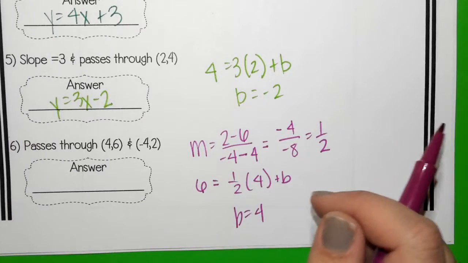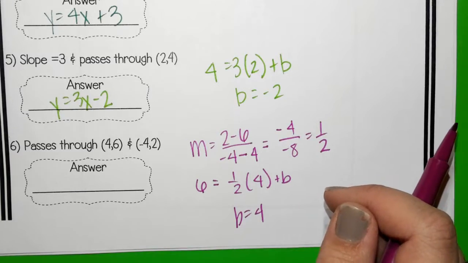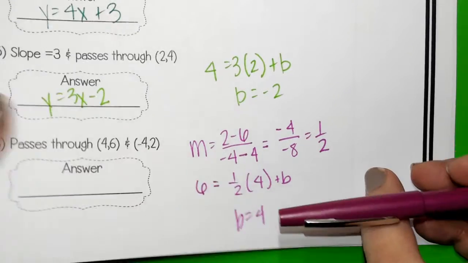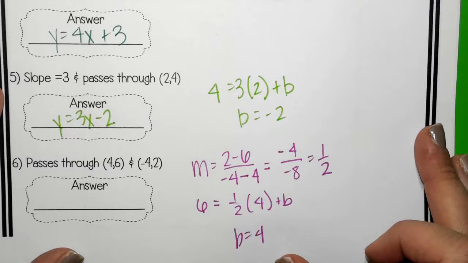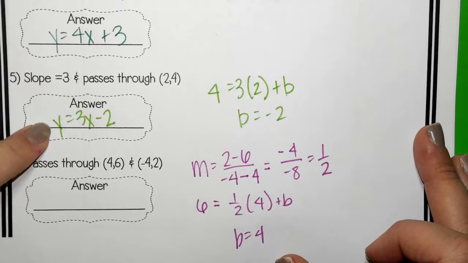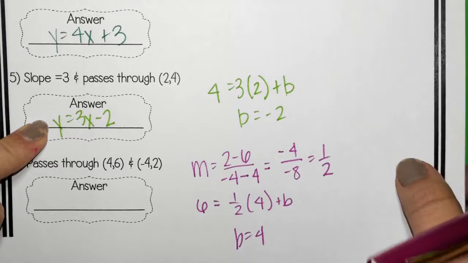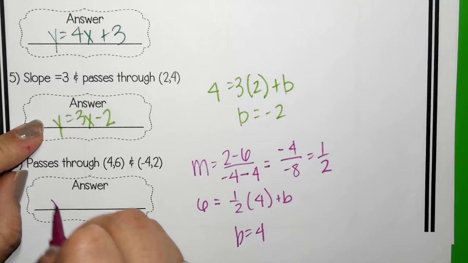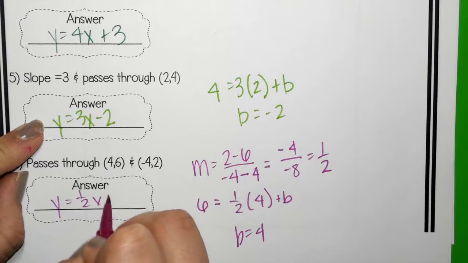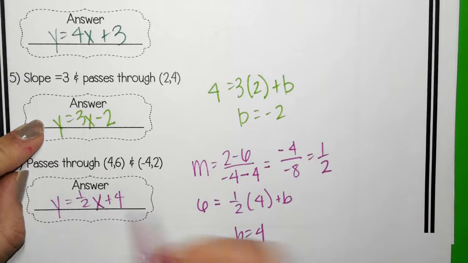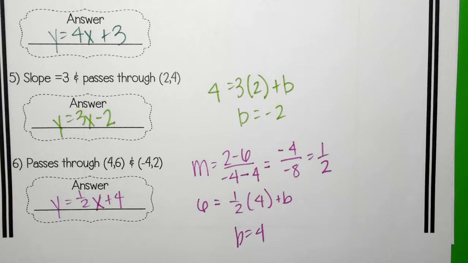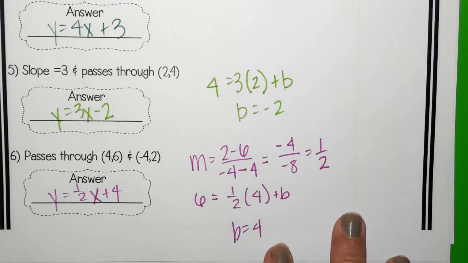For number 4, I got y equals 4x plus 3. For number 5, I got y equals 3x minus 2. And for number 6, I got y equals 1/2 x plus 4. So, does anybody have a different answer? Yes? Negative 1/2? I got negative 1/2 x plus 3.